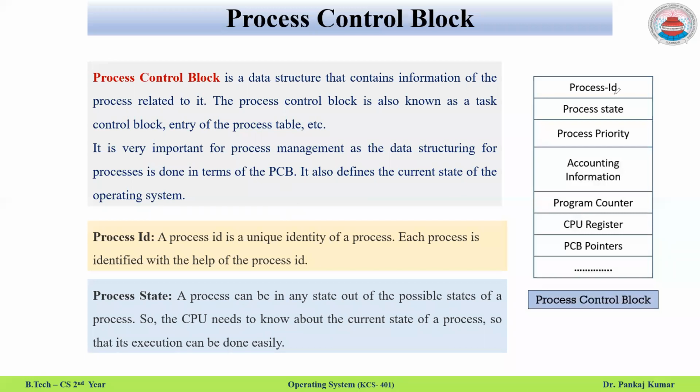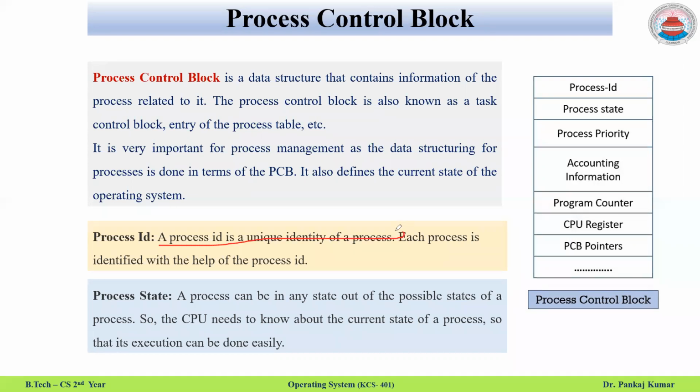As you see here, the structure of process control block is shown. The first part is process ID. If there are various processes, you have to distinguish and differentiate all of them, so you have to create an ID for each process: process 1, process 2, process 3, process 4, and so on. Otherwise, if you named all the processes in the same manner, you would not be able to distinguish them.